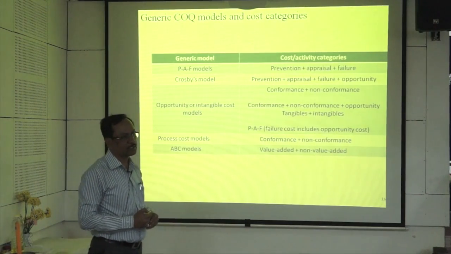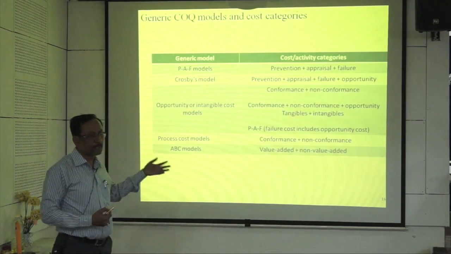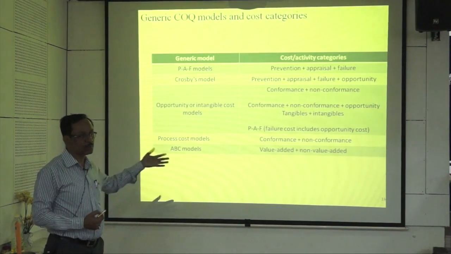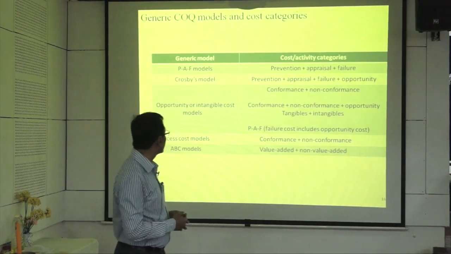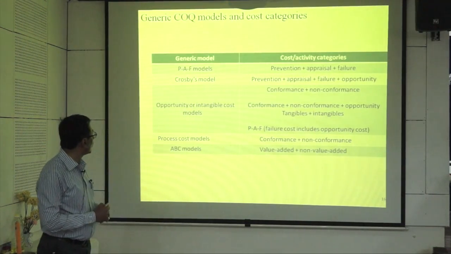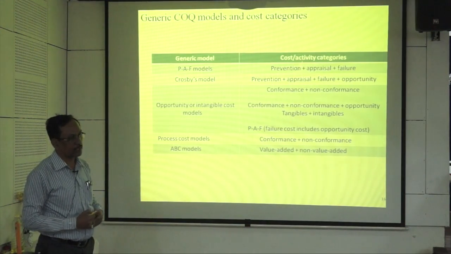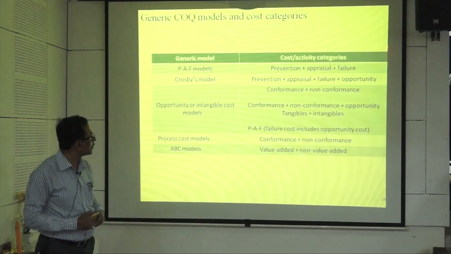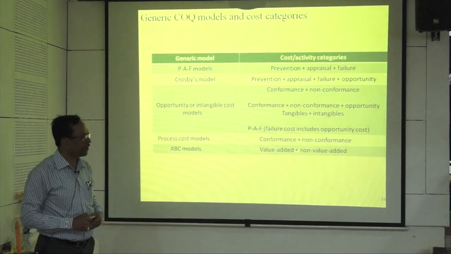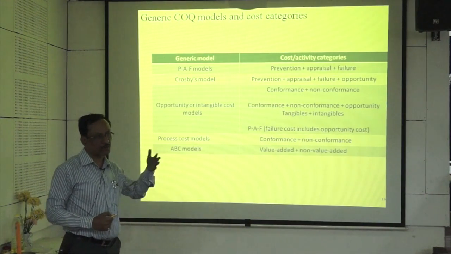It is said that ABC is suitable for advanced manufacturing environment, with the caveat that the accounting system should be suitable for ABC type of models. So here, based on the model that we are selecting, the cost categories are classified. That's why I have put this slide. PAF is classified in prevention, appraisal and failure. ABC: value added, non-value added, process cost, cost of conformance, cost of non-conformance.